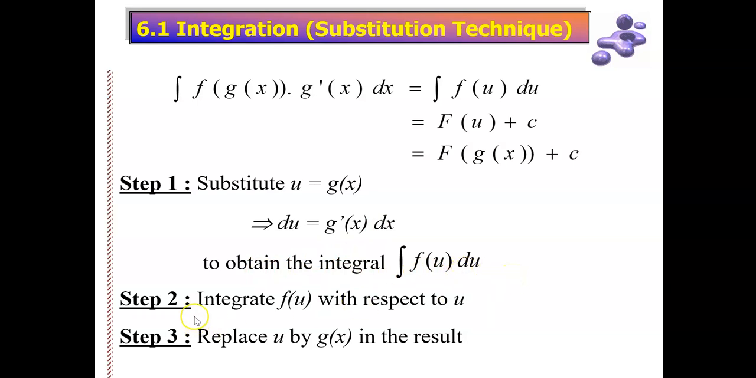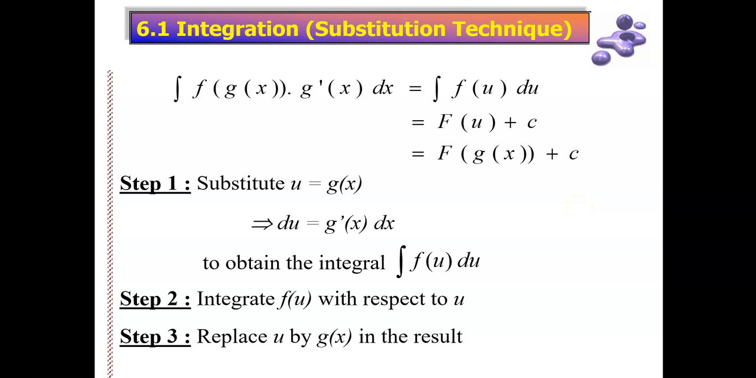Then the second step is going to integrate f(u) with respect to u, after we substitute the u previously. Then you integrate the f(u). And the last step is you're going to replace back the u by g(x) in the result. So at the end of your answer, you're not going to use u. You have to substitute back the x function. Okay, I'm sorry. I think you are not very clear about this, since this is only the method.